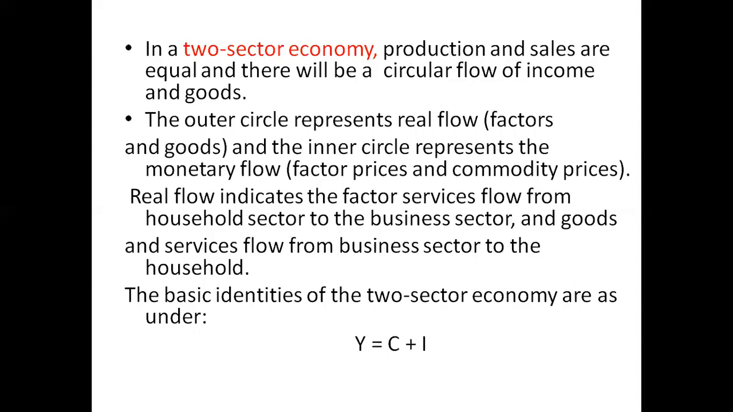The outer circle represents the real flow, that is the factors and goods, and the inner circle represents the monetary flow, that is the price for the factors of production and the commodity prices. Real flow indicates the factor service flow from the household sector to the business sector, and the goods and services flow from the business sector to the household sector. The basic identities of the two sector economy are as under, in symbolic representation. Y stands for income, C stands for consumption, and I stands for investment. So the income of a nation or a person is determined by what? Both the consumption expenditure and the investment expenditure.